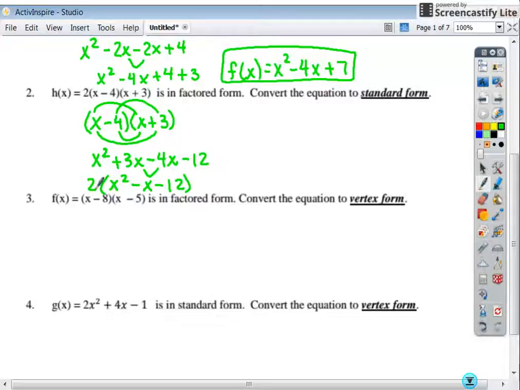So when I multiply by 2, I get my final answer, h of x equals 2 times x squared is 2x squared. 2 times negative x is negative 2x. And 2 times negative 12 is negative 24.